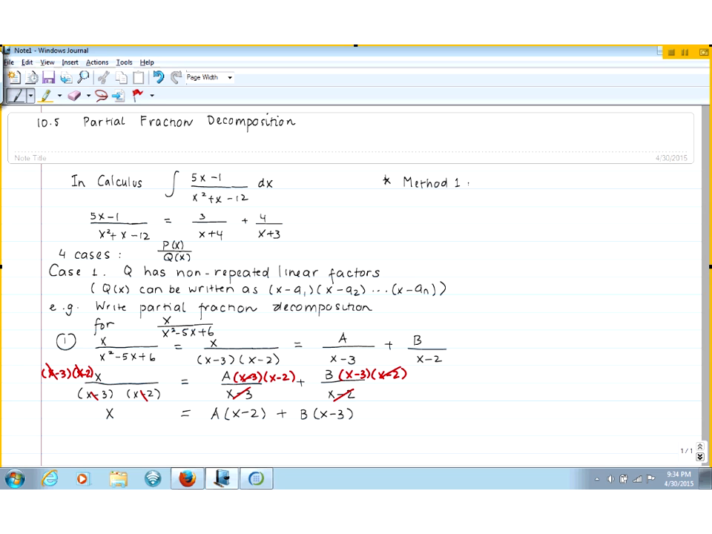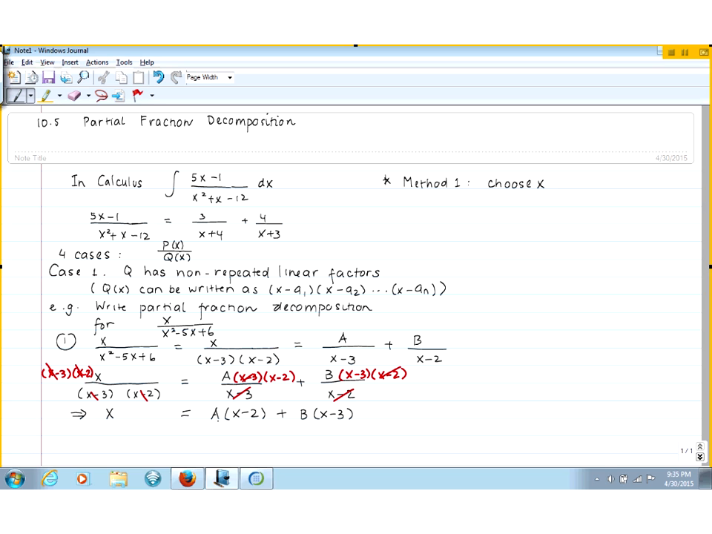So I'm going to write down method 1: choose x values. Of course, you want to choose x so that it's easy to solve for a and b. a and b are constants, they are numbers. This is my equation after the denominator is eliminated.